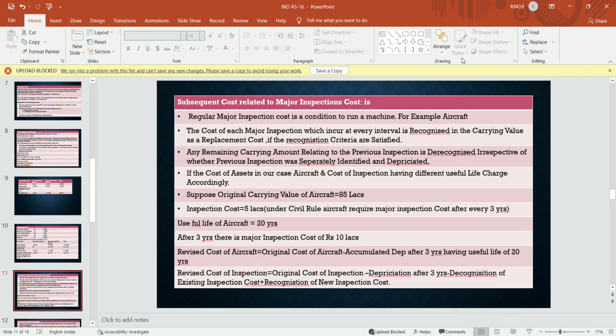And how will we determine the revised cost of inspection? The original cost of inspection is 5 lakhs. We will charge depreciation for 3 years, which becomes nil. We also de-recognize that existing inspection cost, which is 5 lakhs, and we also recognize the new inspection cost, which is 10 lakhs. So the original cost is 5 lakhs, and we will depreciate for 3 years, which becomes nil. We will de-recognize it, so 5 minus 5 becomes 0, and we will recognize the new cost of inspection, that is 10 lakhs.